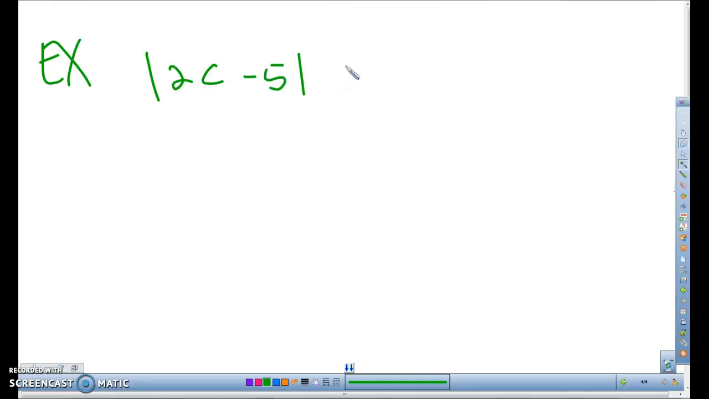The absolute value of 2c minus 5 is less than negative 3. So go ahead and try that. Before you start working it out, make sure you stop and think. It's less than a negative. Therefore, I'm going to get the empty set. If you showed work beyond that, you better go back and check to make sure you're not having something that's less than a negative to begin with. Okay? Let's try another one.